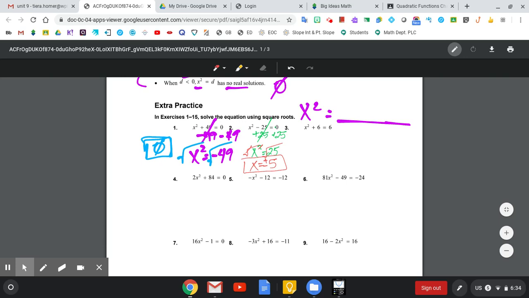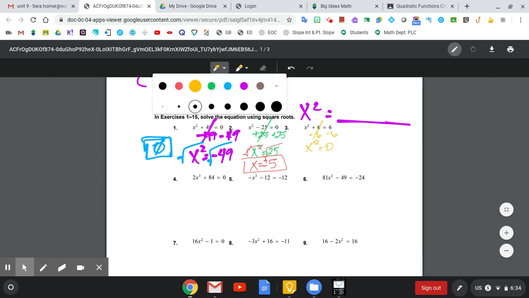Okay, number 3. We have x squared plus 6 equals 6. So again, we want this x squared by itself, so we need to move this plus 6. How do we move plus 6? Awesome. We're going to subtract the 6. So I get x squared equals 6 minus 6, which is 0.